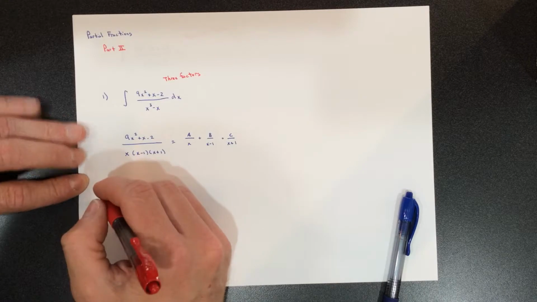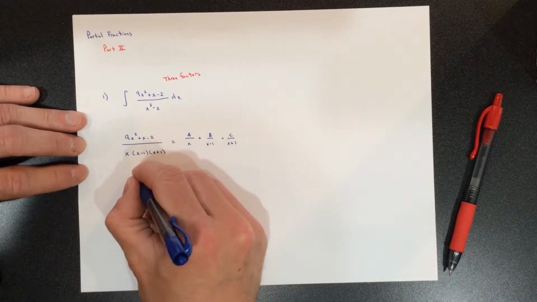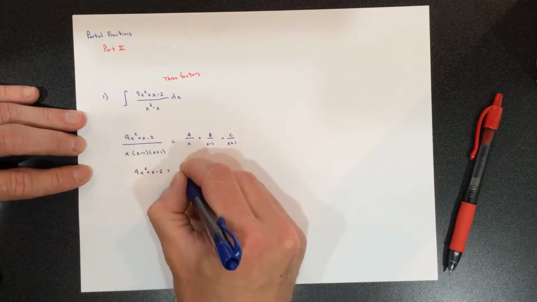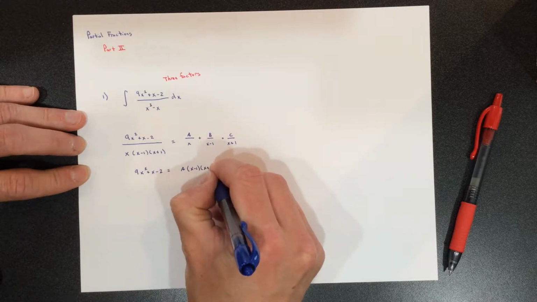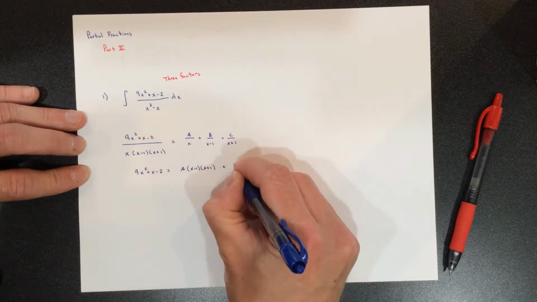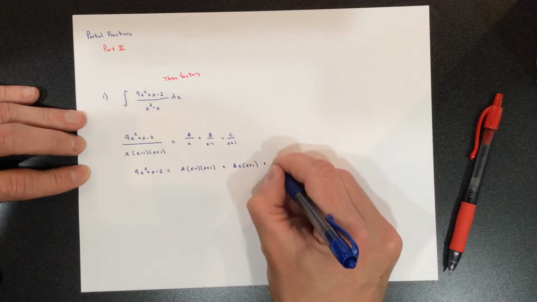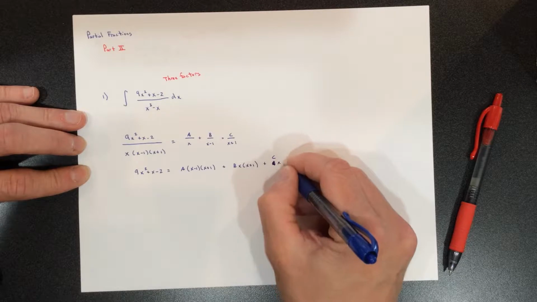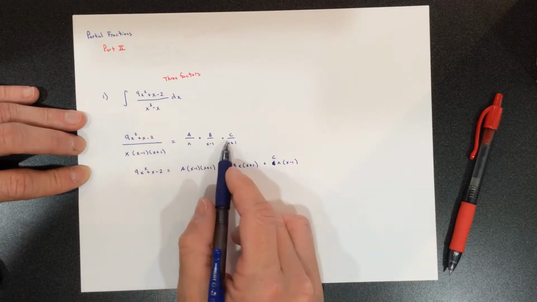The process is still, I'm going to multiply everything by the denominator and make this x squared plus x minus 2 equals A times x minus 1, x plus 1, plus B times x plus 1. Remember, the denominator of each one of these things is going to cancel. Plus C times x times x minus 1. This is equivalent to that.